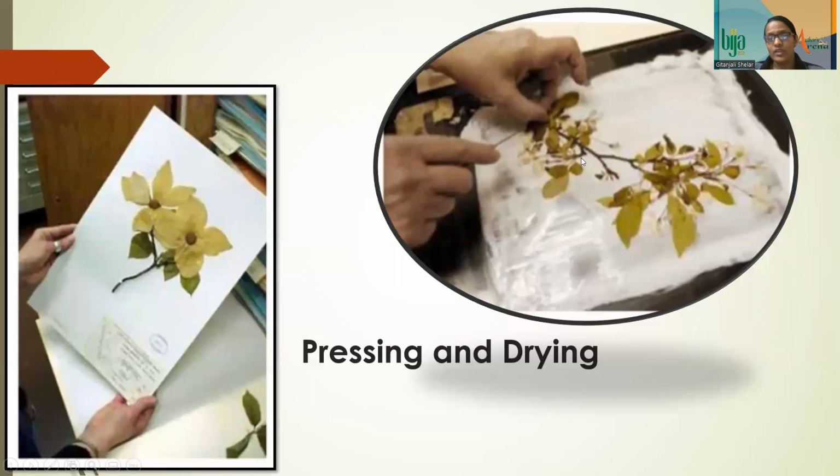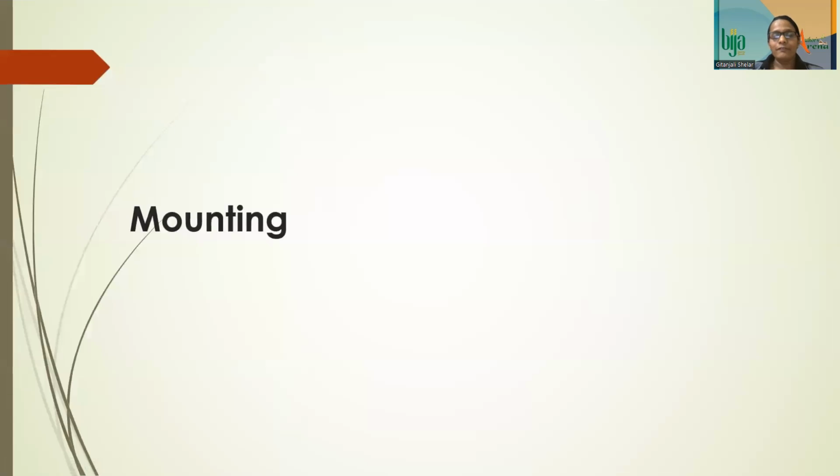One precaution we have to take is that at the time of pressing, we have to press the twig or the dried material in such a way that they do not overlap each other. Okay, so leaves are not overlapping. The flowers, if there is a flower present, should be completely open. Okay, and it gets pressed in the newspaper. So after the pressing, we have to mount it.